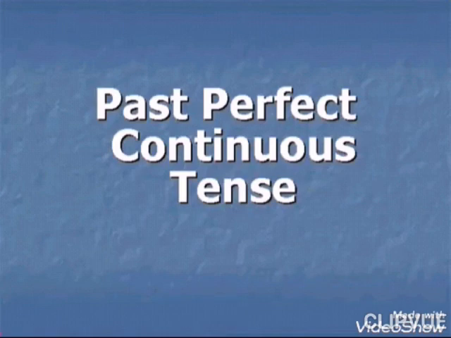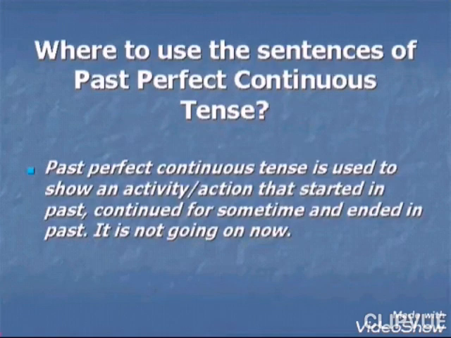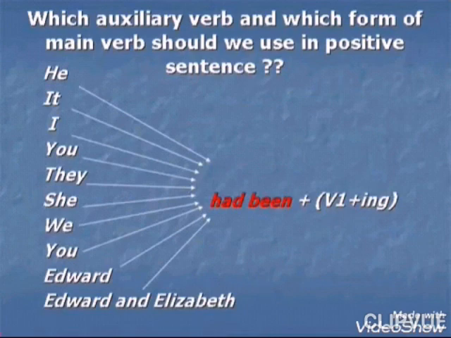So let's start with, firstly, the use of the past perfect continuous. Where to use the sentences of the past perfect continuous tense. The past perfect continuous tense is used to show an activity or an action that started in the past, continued for some time, and ended in the past. It's not going on now. So an action that started in the past, continued for a certain time, and finished before a certain time or another action in the past. Or it refers to the duration of an action in the past before another action or before a certain time.